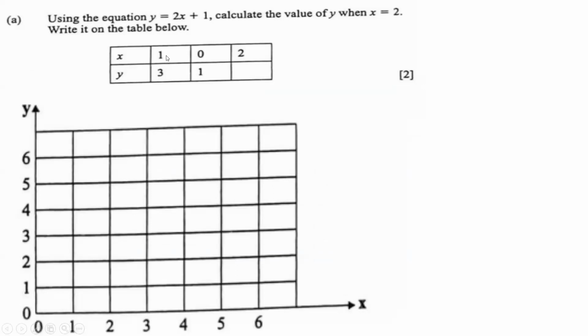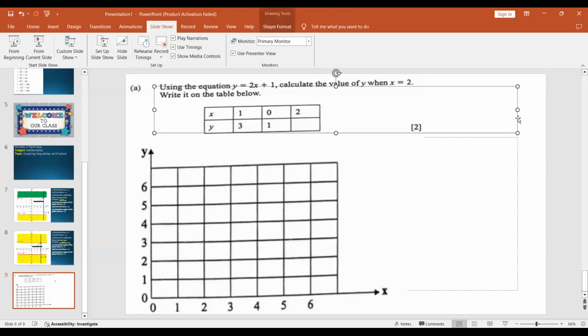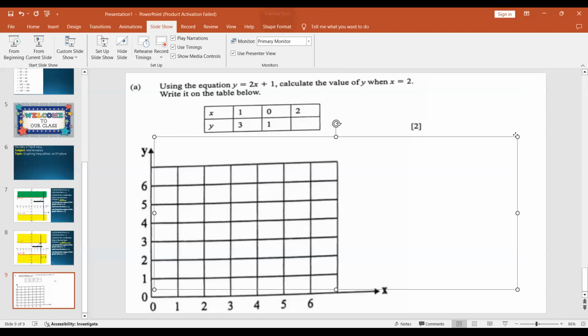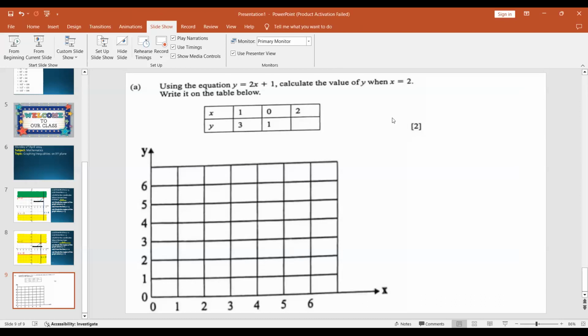What do we know so far? Well, we know that when x is 1, y is 3. When x is 0, y is 1. When x is 2, we don't know what this y value is going to be. So we need to figure out the value of y when x is 2. The good thing is they told us what the x value is, so we don't have to guess.